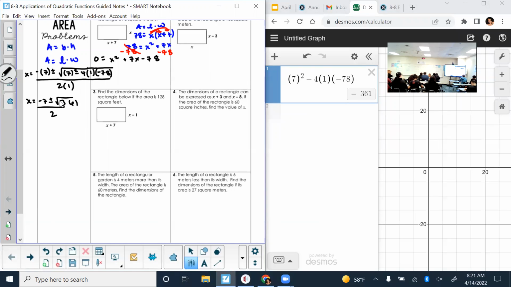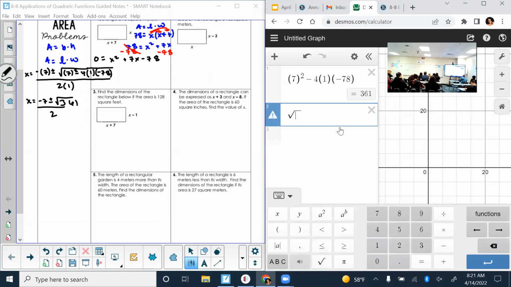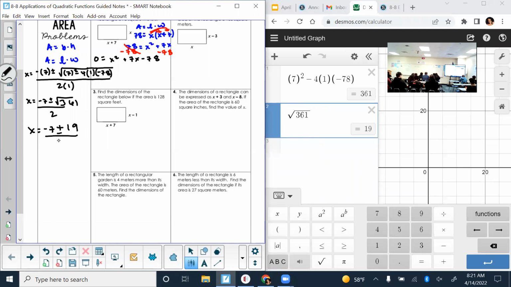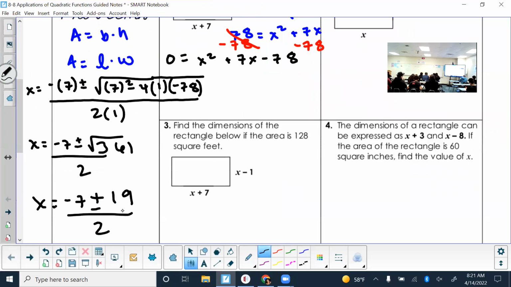All right, I don't know if that one's a perfect square, so let's see if it is. All right, look, it is. That's nice. So then I'm going to replace that part of the problem with 19, because the square root of 361 is 19. Any questions on how we got this? Okay, let me make it look nicer.